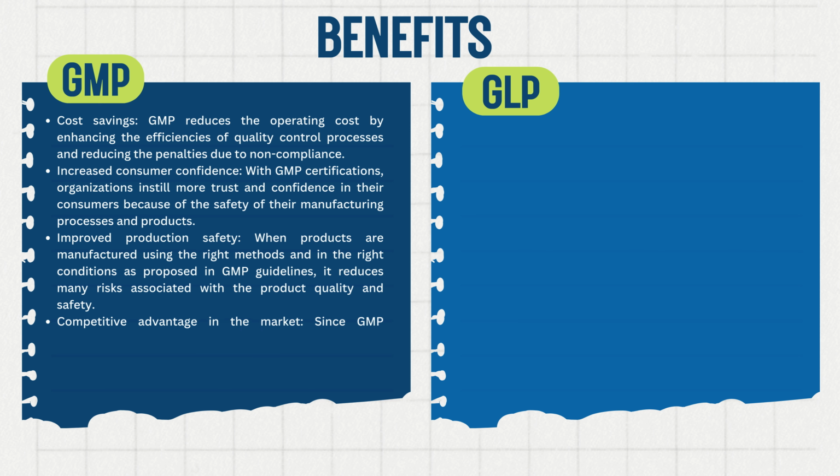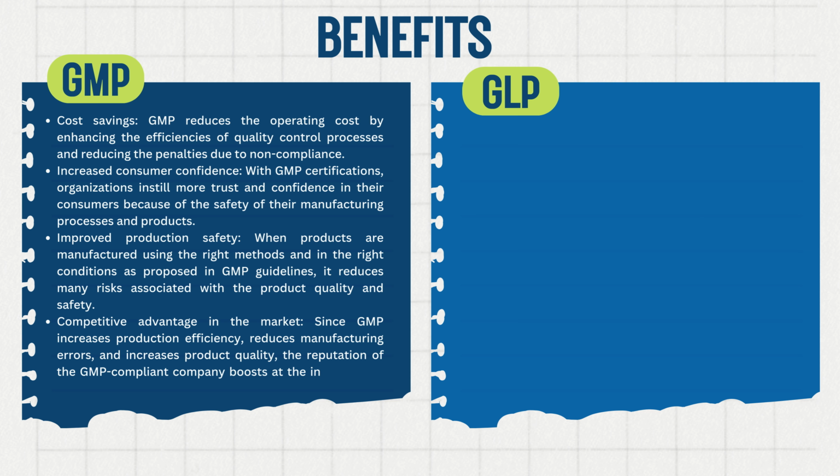Improved production safety: when products are manufactured using the right methods and in the right conditions as proposed in GMP guidelines, it reduces many risks associated with the product quality and safety. Competitive advantage in the market, since GMP increases production efficiency, reduces manufacturing errors, and increases product quality. The reputation of the GMP compliant company boosts in the international market. This increase in reputation can provide an edge over competitors.